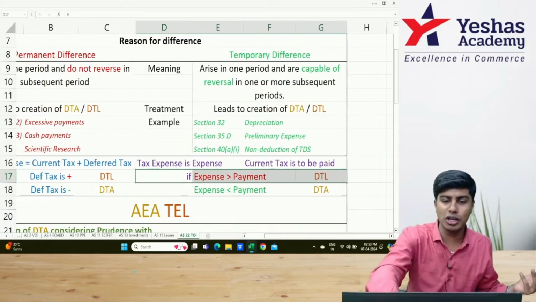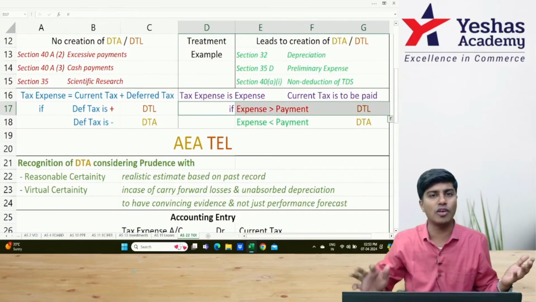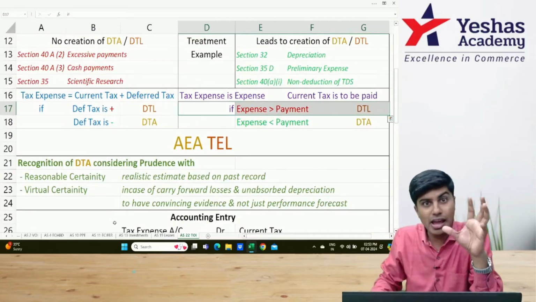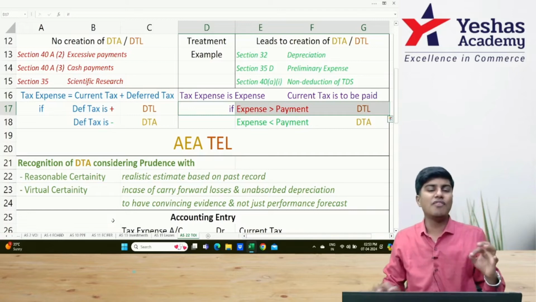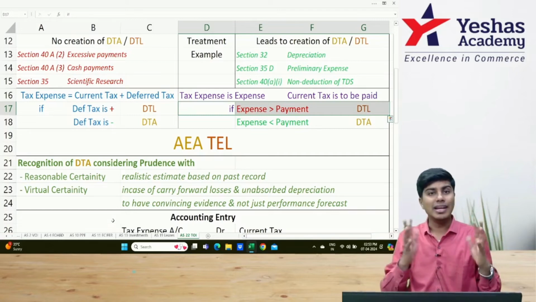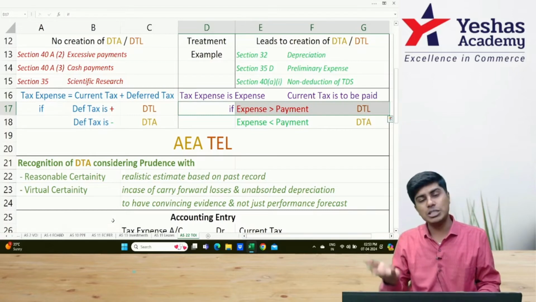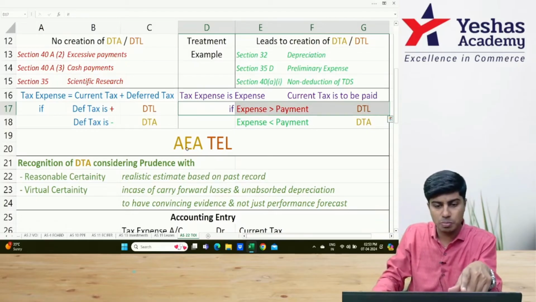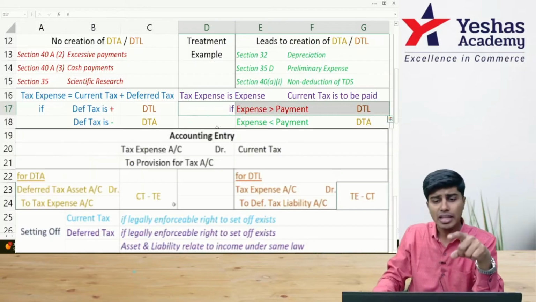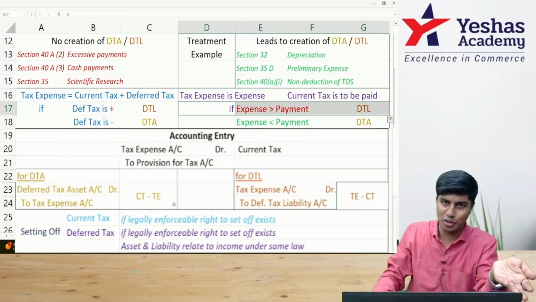A beautiful shortcut to remember the entire thing that we've learned so far is "yay, tell." Yay is A-E-A, tell is T-E-L. A-E-A: if accounting expense is more, it is asset. T-E-L: if tax expense is more, it is liability. This will solve a lot of your problems.